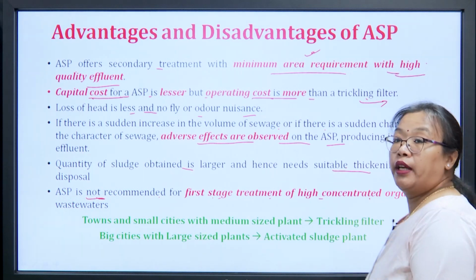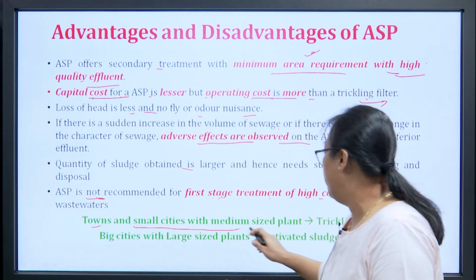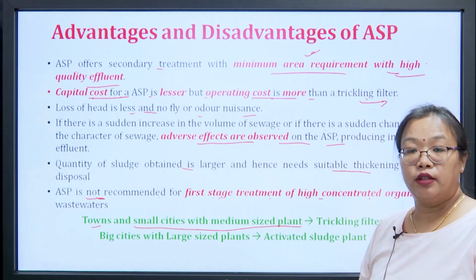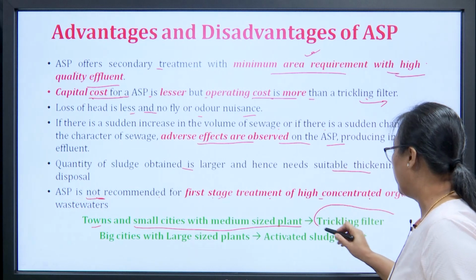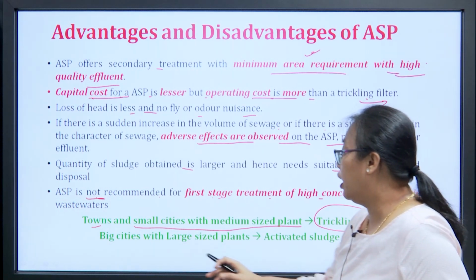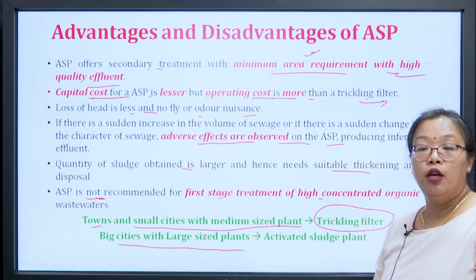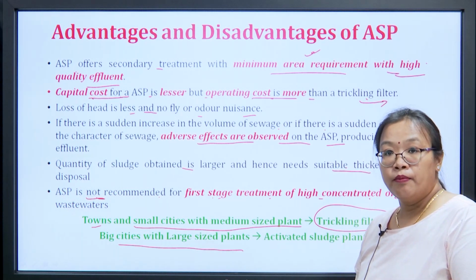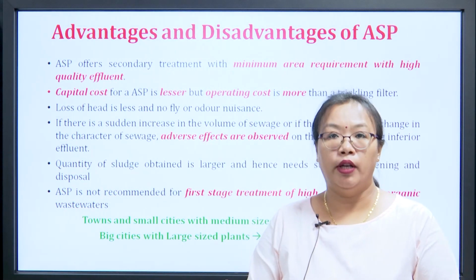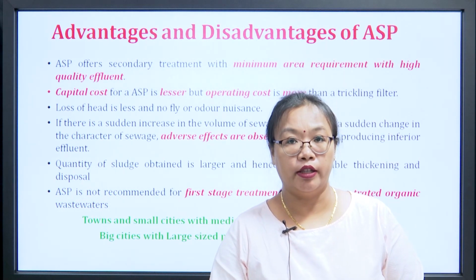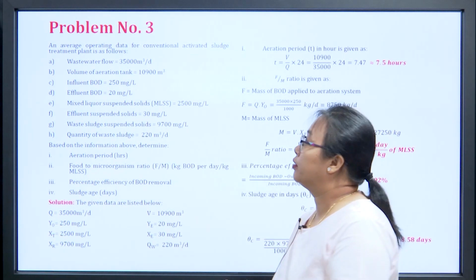तो ये सब देख के what we have talked is for towns and small cities with medium size plants. अगर छोटा टाउन हो या आपका छोटा सा सिटी हो, उनके लिए ट्रिकलिंग फिल्टर सबसे बेस्ट काम करता है, राइट. बट व्हेन यू आर टॉकिंग अबाउट बिग सिटीज़ विद लार्ज साइज प्लांट, why large size? Because big cities will have lots of population ज़्यादा होगा, right. Here we will require an activated sludge plant. Okay, so now I finished here advantages and disadvantages of ASP. Now let's do a problem of ASP very fast.